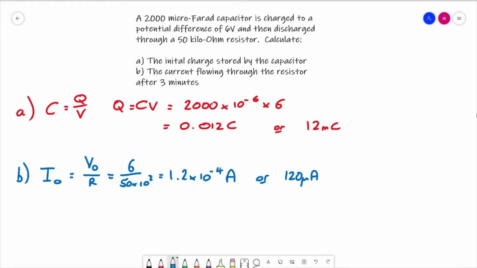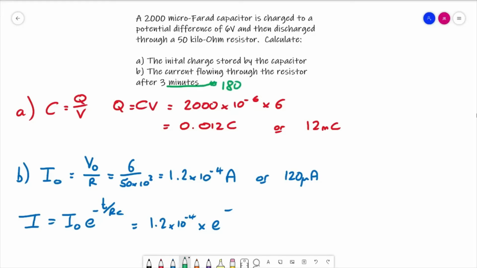So we've got the initial, and now what we need to do is just plug it through the exponential equation to get our answer. So I is equal to I naught e to the minus t over RC, so it's 1.2 times 10 to the minus 4 multiplied by e to the minus, well, of course I know I didn't really talk about units earlier, but by now we should know that we don't work in minutes, and obviously this is now going to be 180 seconds in base units, so minus 180 divided by, well, again, we'll just plug the numbers in, so R is 50 times 10 to the 3 multiplied by C, which is 2000 times 10 to the minus 6.